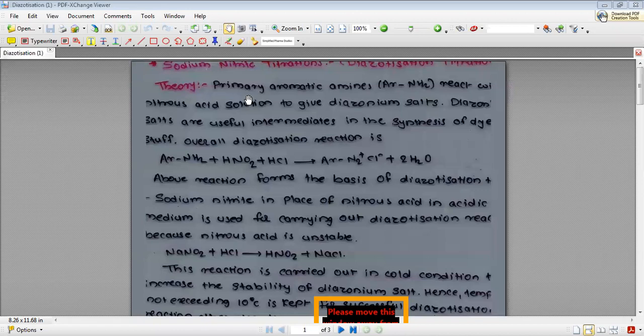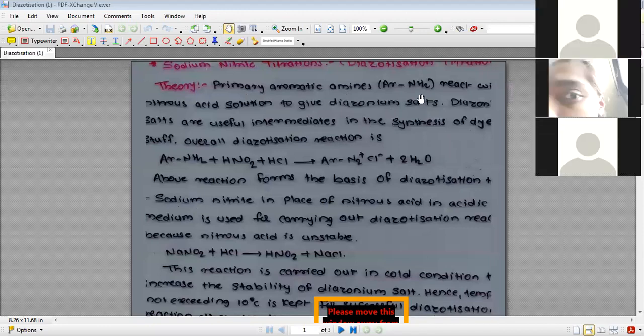So the theory part or basic principle part related to diazotization type of titration, it is basically used for the analysis of the drug substance that contains primary aromatic amine in it. We are going to react the drug substance that contains primary aromatic amine with nitrous acid, and we are going to perform the titration in cool condition. The drug substance that contains primary aromatic amine reacts with the nitrous acid solution to give the diazonium salt.